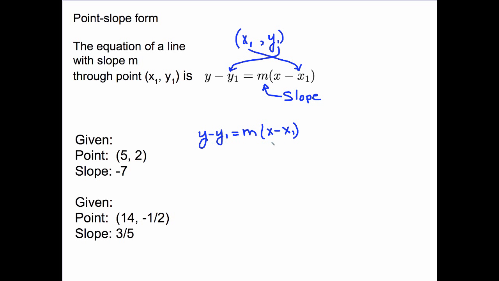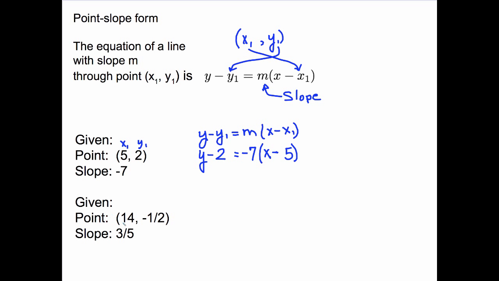Well, as we said, in this form, the variable m is a placeholder for the slope, which in this case is -7. x1 is a placeholder for the x-coordinate of the point that we're using to write the equation, so that's going to be 5. And y1 is a placeholder for the y-coordinate of the point that we're using. And then we just fill in all the other variables and symbols. And there's our equation: y minus 2 equals -7 times (x minus 5).